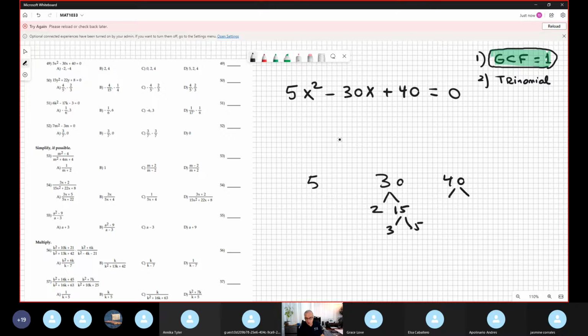And 40 is 220, 210, 25. Ooh, look at that. At least we have 5 common here, here, and here. Yes or no? So I strongly recommend that you spend 2 seconds, not 3, 2 seconds to investigate the GCF. Oh, GCF 5.